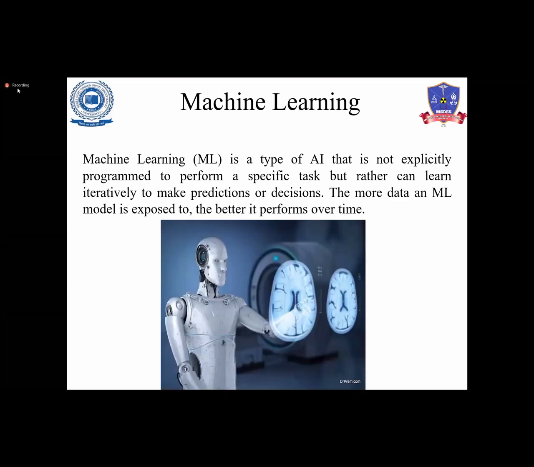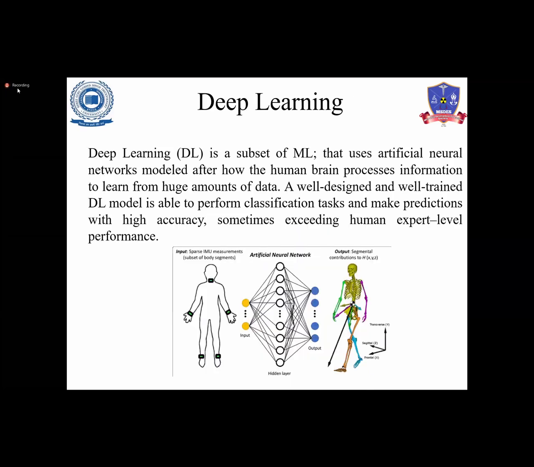So machine learning comes under artificial intelligence also. Machine learning is a type of AI that is not explicitly programmed to perform a specific task, but rather can learn iteratively to make predictions and decisions. And the more data a machine learning model is exposed to, the better it performs over time. And deep learning, we can say, works as a sub-part of machine learning that uses artificial neural networks, as the human brain uses its neural networks. It also uses the same, and processes information like the human brain to learn from a huge amount of data.